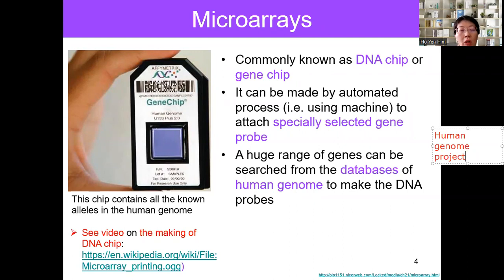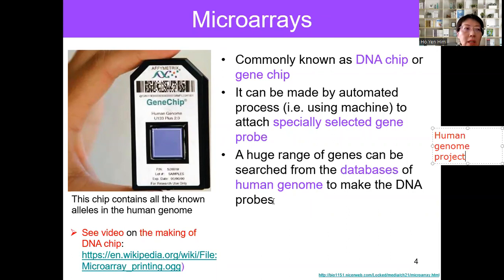Therefore, all this information about the DNA base sequences of our human DNA has been made available and stored in databases. Data means the results of the research, and base means a place where we store them. It's like a library. So scientists can go to the databases of the human genome to look for the base sequences of the genes in order to make the DNA probes.